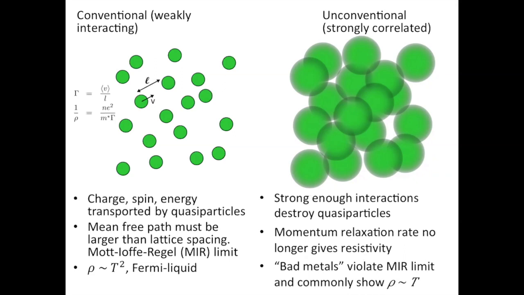Also commonly observed in these materials is that the resistivity scales linearly with the temperature, and that's rather poorly understood. And it's hard to understand it in a real system because it's hard to isolate the mechanism responsible for the resistivity. For example, phonons would lead to linear resistivity, and it's hard to say, is there something unconventional going on, or is it just simply phonons?